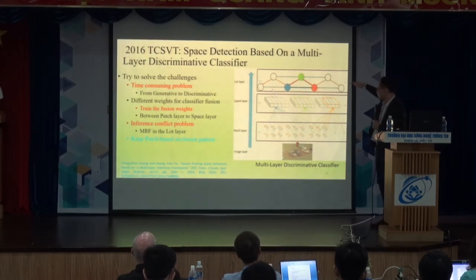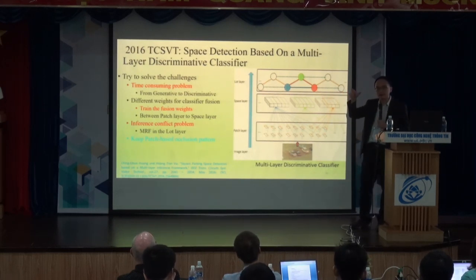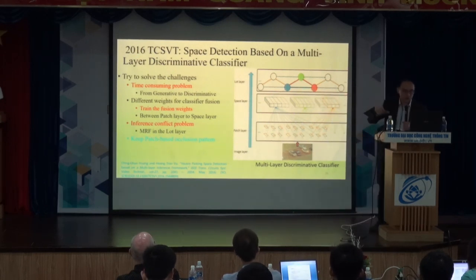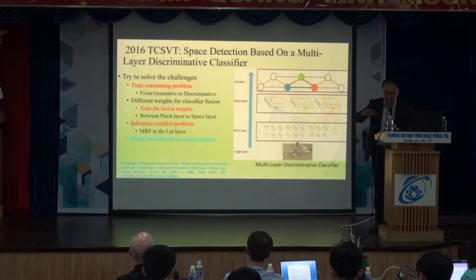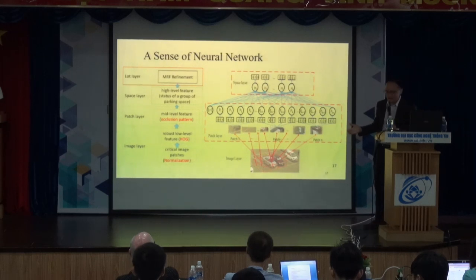Finally, in the last layer, the space layer, we have many inference results of the parking spaces. But what we want is the whole parking lot. So we use the Markov random field again to get the final status of the whole parking lot. Okay, so until this version in 2006, you can see the structure is already very similar to a neural network.